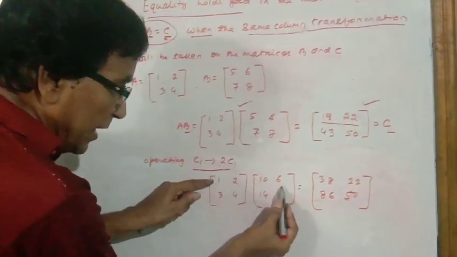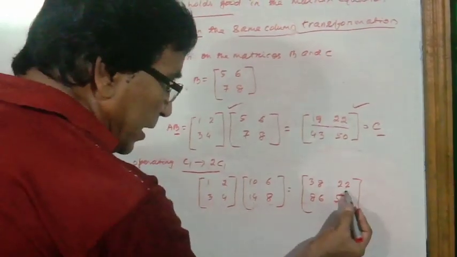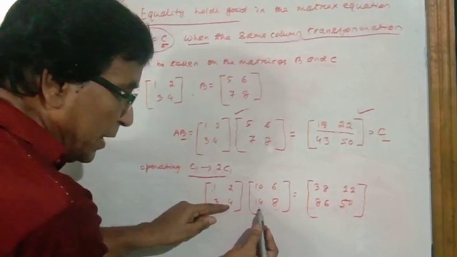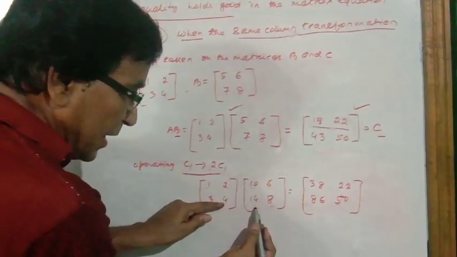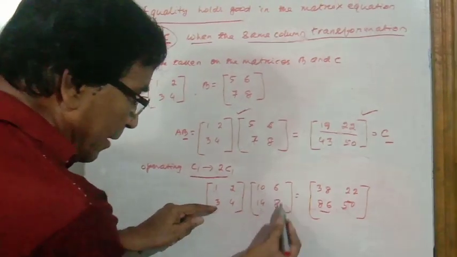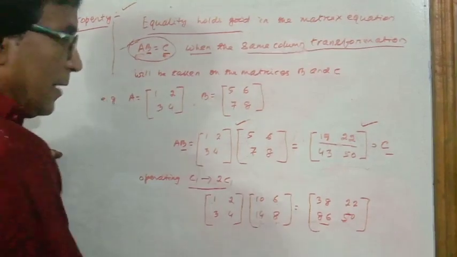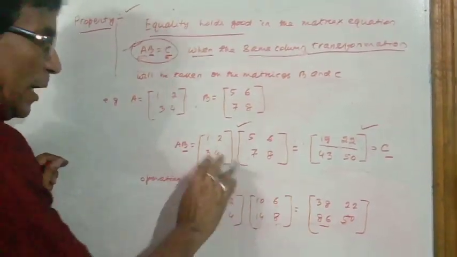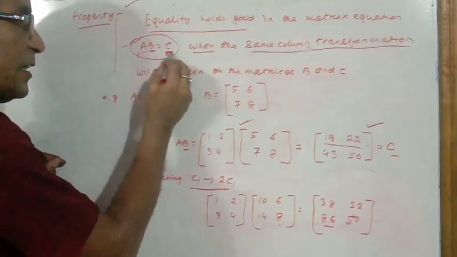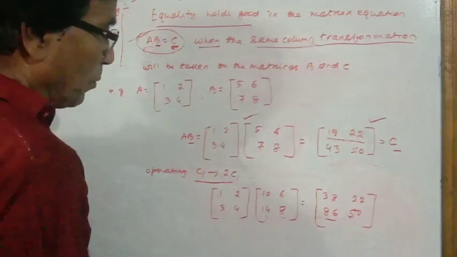Again 1 into 6 plus 2 into 8. So 6 plus 16, that is 22. Again 3 into 10, 30, plus 56. 30 plus 56, it is 86. And lastly 18 plus 32, that is 50. So here we observe that when the same elementary column operation is taken on the matrices B and C, the sign of equality holds good. So the third property is verified.